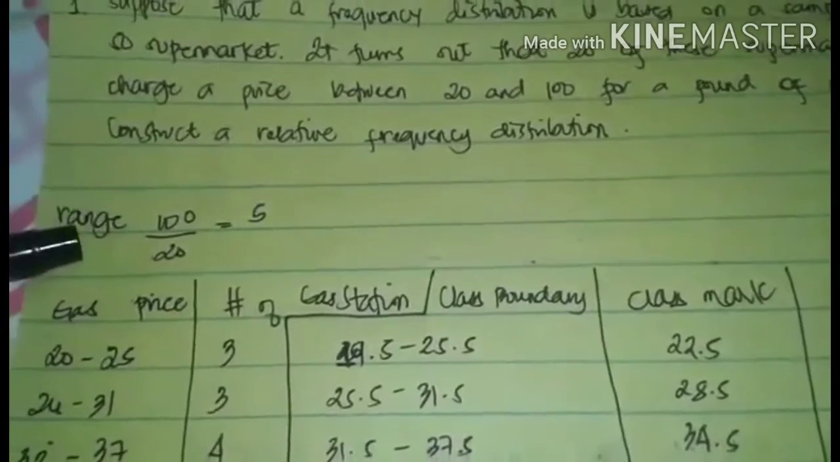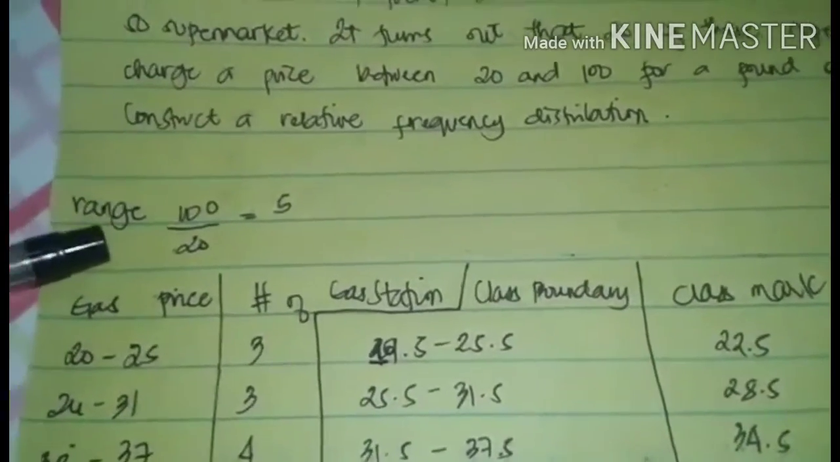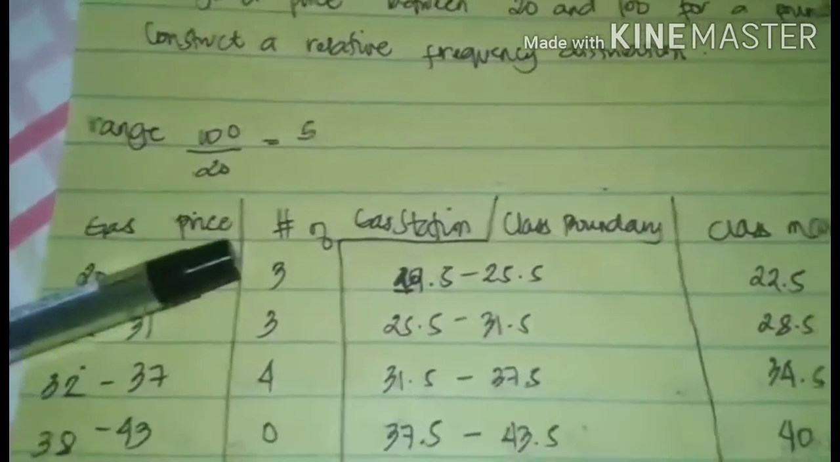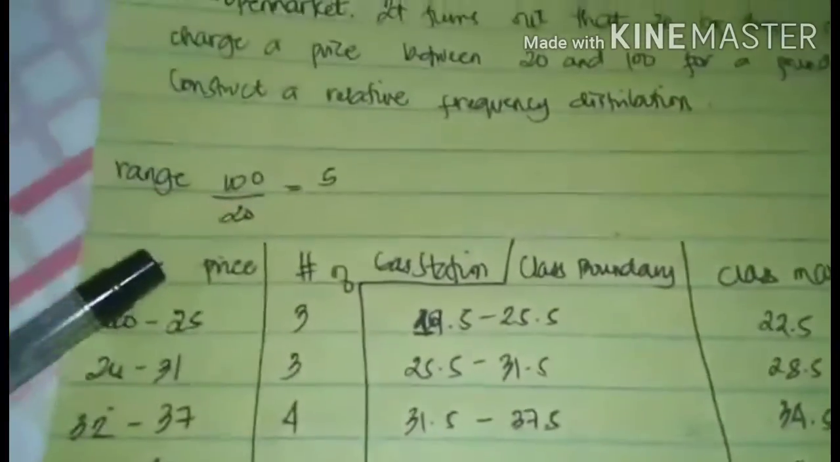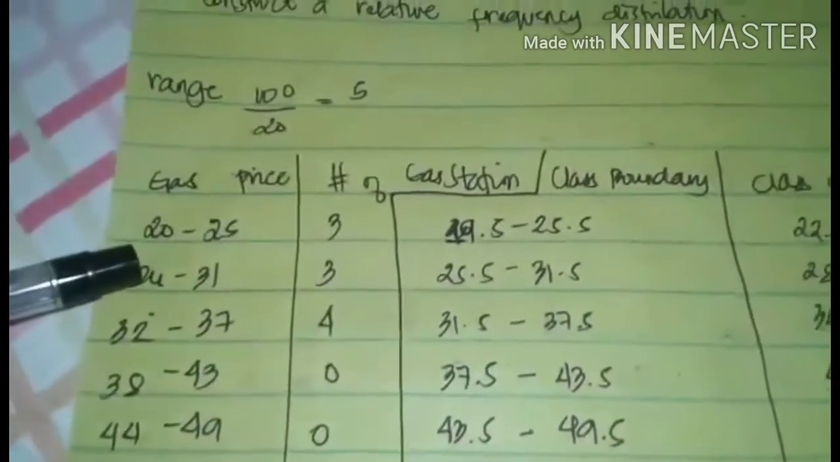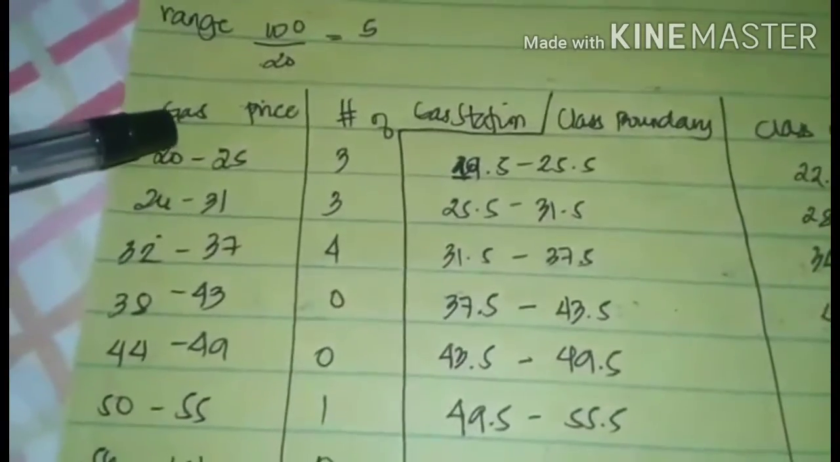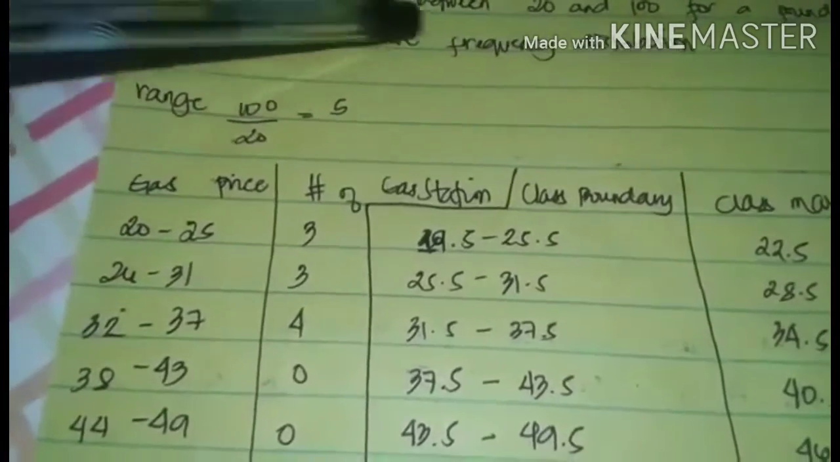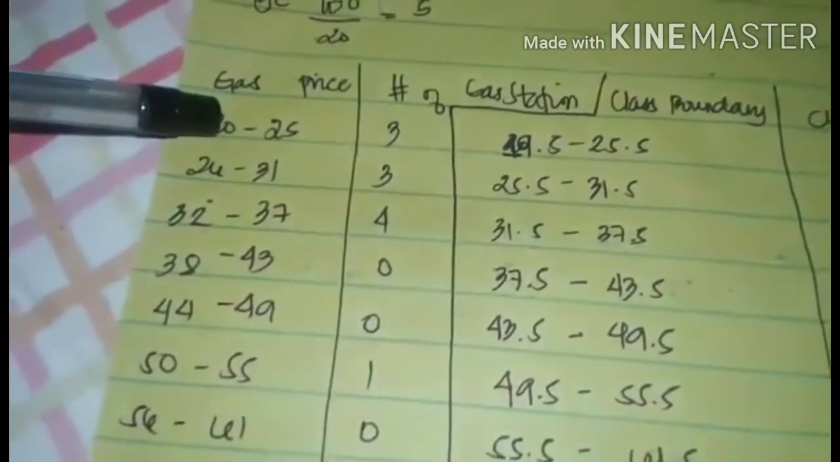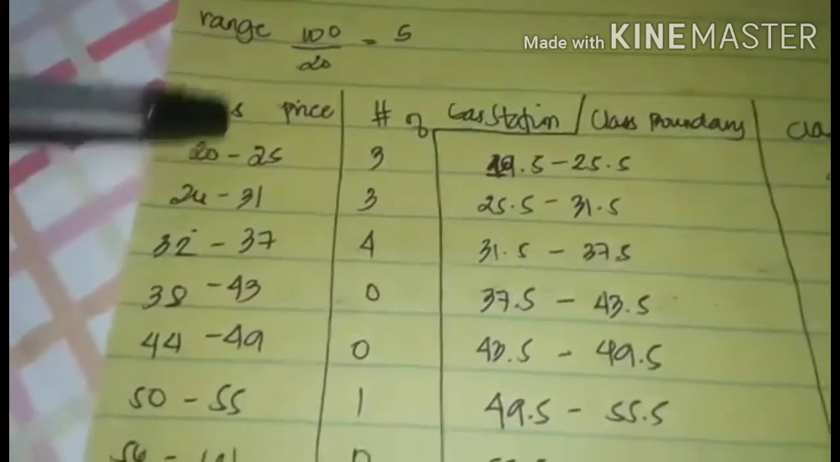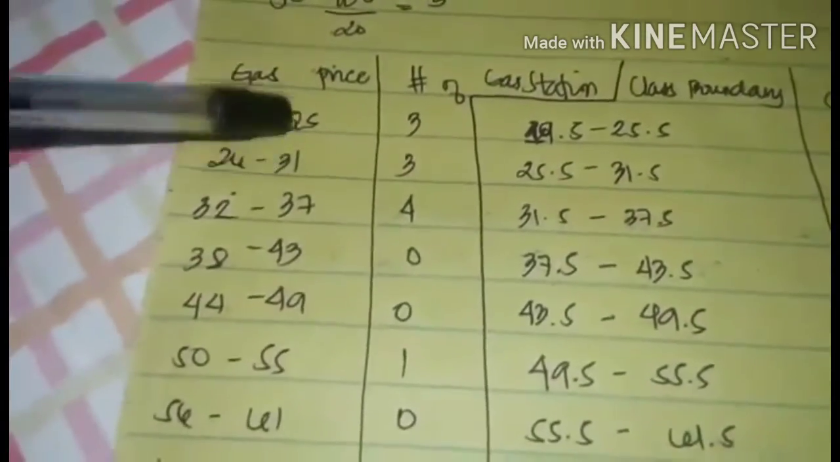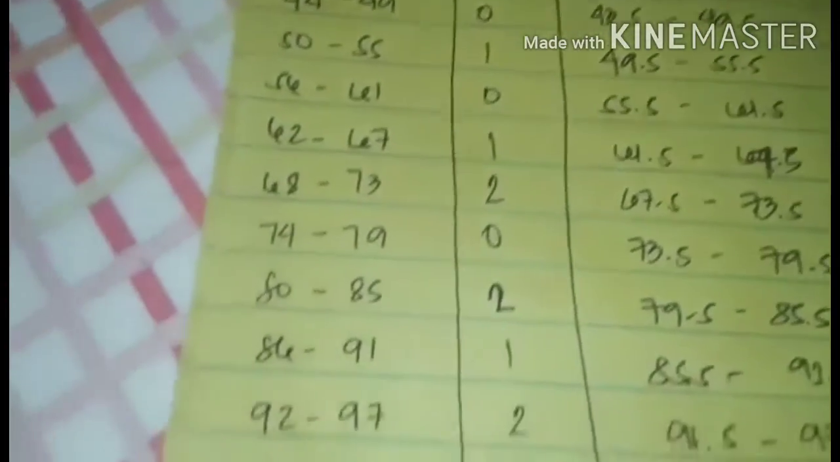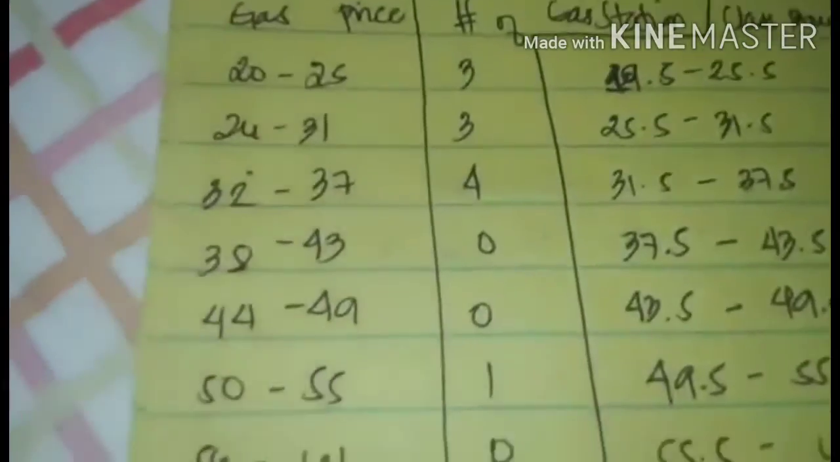So the very first thing that we need to do is find the range. 100 divided by 20 is equal to 5. Since the supermarkets charge from 20, we need to start here at 20. And then 20 plus 5 is 25, plus 5, plus 5, and the rest will follow. So we have 20 up to 100.